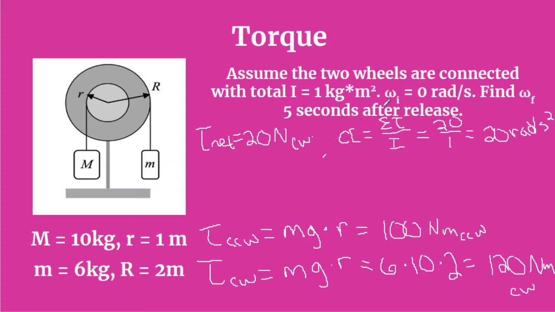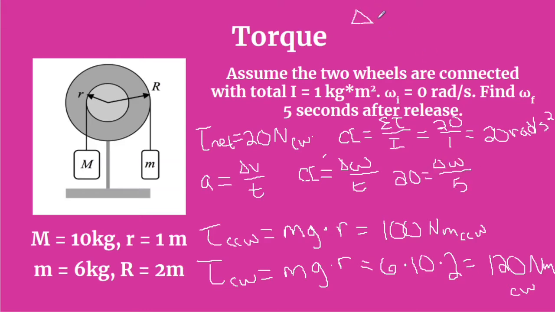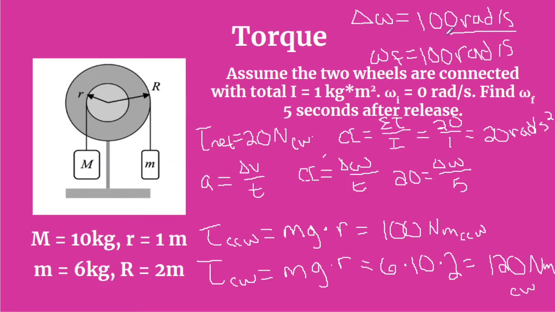So now that we have alpha, the rotational acceleration, we are looking for a change in omega. So just as we have regular acceleration equals delta v over t, we have angular acceleration is equal to delta omega over t. If we have this equation, we can just plug and chug and do 20 equals delta omega over 5. Therefore, delta omega equals 100 radians per second. So our omega final equals 100 radians per second because our initial was 0.